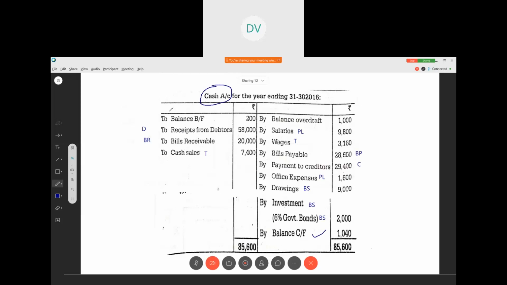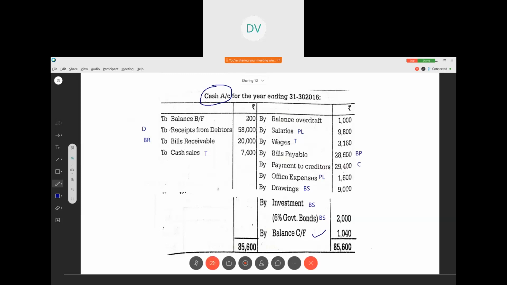Okay, so balance brought down 200. So cash balance is this much and overdraft was there. Okay, no issues. We need not worry about these two things because our opening balance sheet has been framed and we have opening capital. Okay, now let's see one by one where it goes.